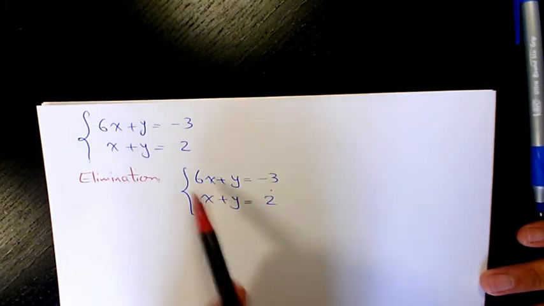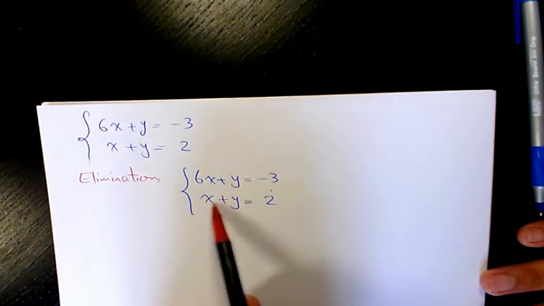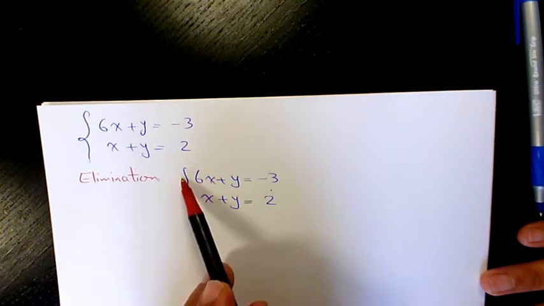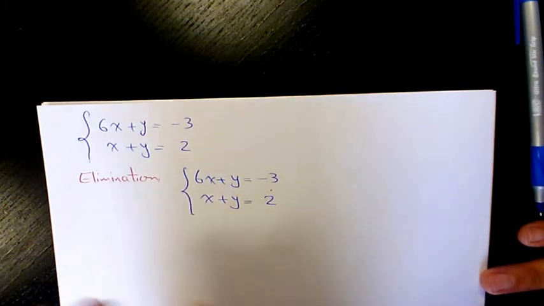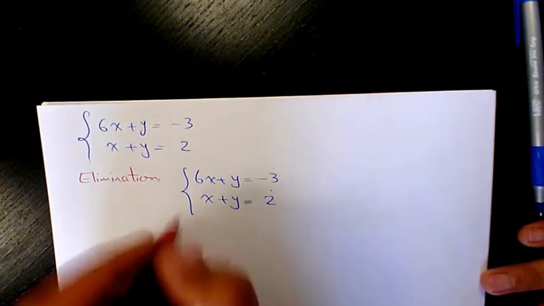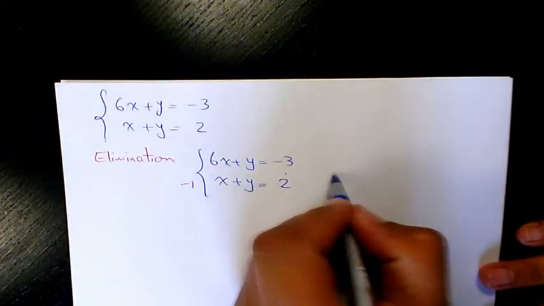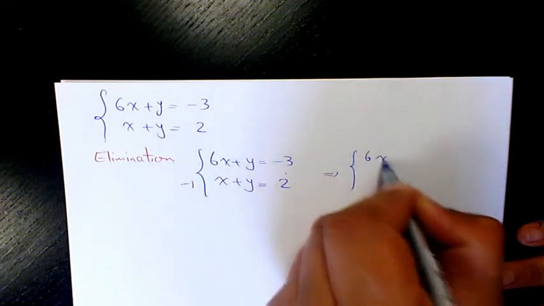If you want to eliminate x, I need to multiply the second equation by negative 6. So it's going to be negative 6x, and here is positive 6x. When you add them, it's going to be 0. Then you can eliminate x. So let's use the simpler one and multiply the second equation by negative 1. Therefore, we keep the first equation as is.